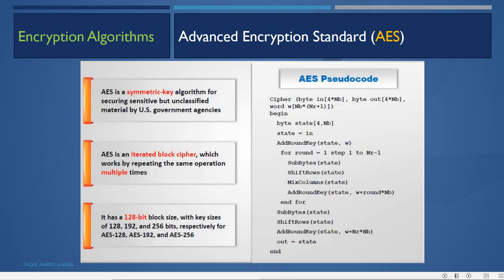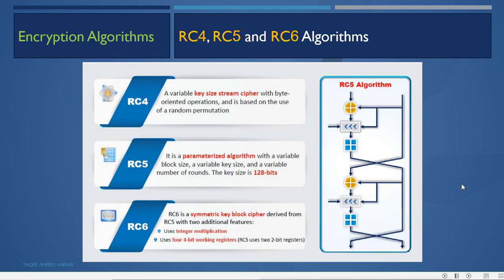Then we have the RC4, RC5 and RC6 algorithms. Now what do these do? For example, RC4 is a variable key size stream cipher with byte-oriented operations, and it is based on the use of random permutation. So RC4 is for encryption of a stream of data. It is a stream cipher.